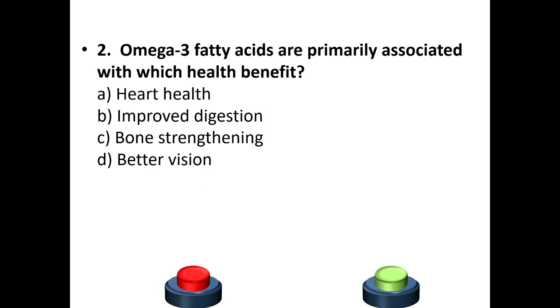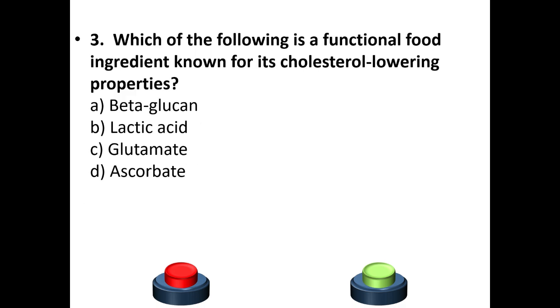Second question, omega-3 fatty acids are primarily associated with which health benefit? Heart health, improved digestion, bone strengthening, better vision. This is the answer. Your answer is A. Heart health. Third question, which of the following is a functional food ingredient known for its cholesterol lowering properties? Beta-glucan, lactic acid, glutamate, ascorbate. Which is the answer? Your answer is A.